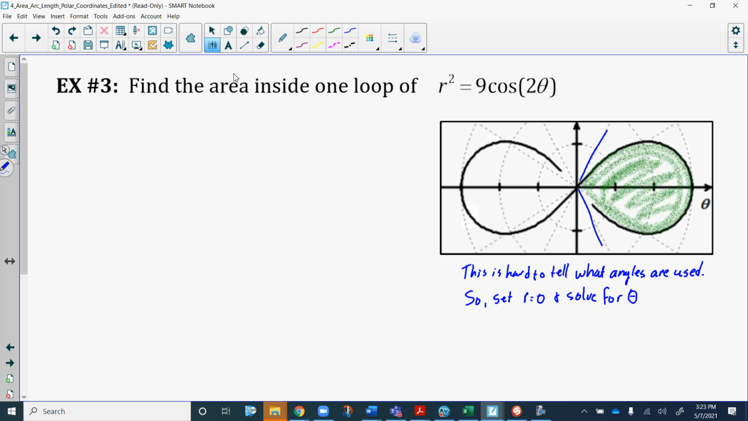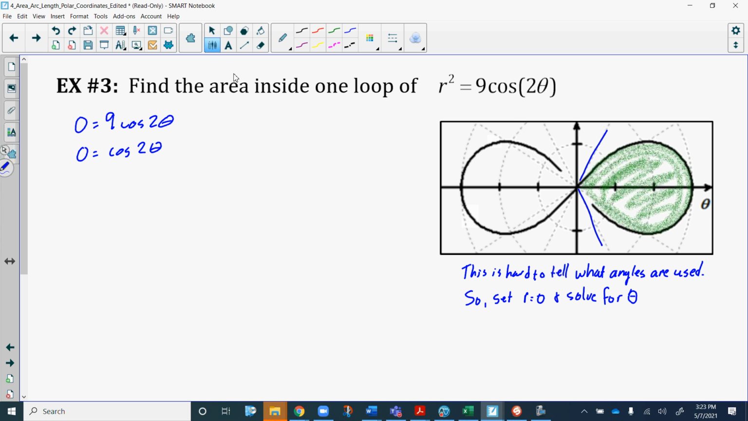In this case, r is 0. 0 squared is still 0. So 0 equals, what do we have? 9 cosine of 2 theta. So let's solve. Divide by 9, and 0 divided by 9 is still 0. So now I have cosine of 2 theta. And again, cosine is where we're dealing with x values.